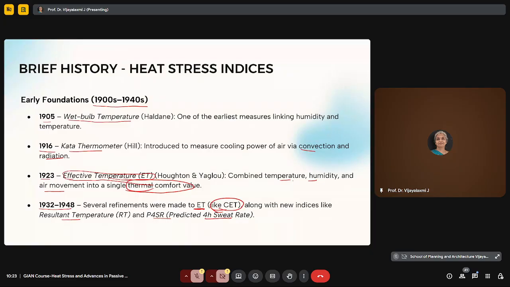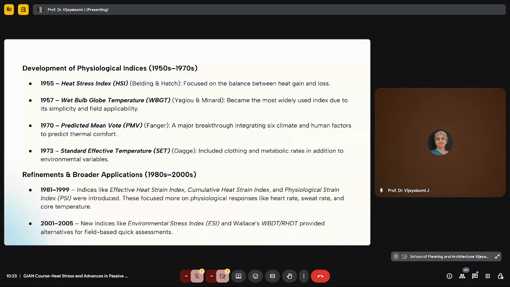Then came the development of physiological indices from 1950 to 1970. In 1955 came the heat stress index, which focused on heat loss and heat gain equations. Then the WBGT, or wet bulb globe temperature. This became the most widely used index because it was simple and applicable in the field. And I also understand this primarily compared to anything else. I use this primarily.